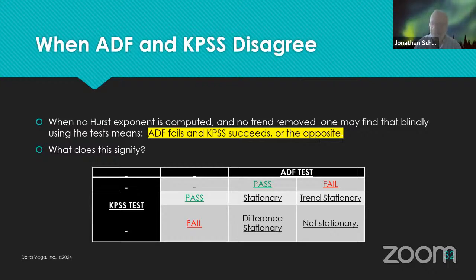Now, I don't see this a lot. What I see instead is people just blindly run ADF and KPSS. Well, then you can have a situation where one of them will fail and the other one will pass. So I already explained what will happen with ADF, that it will fail if there's a trend. With KPSS, it's the opposite, and there's something called difference stationary. So, you'd like to have everything pass. So then by all means, eliminate the mean stationarity, the mean reversion, if there is something.